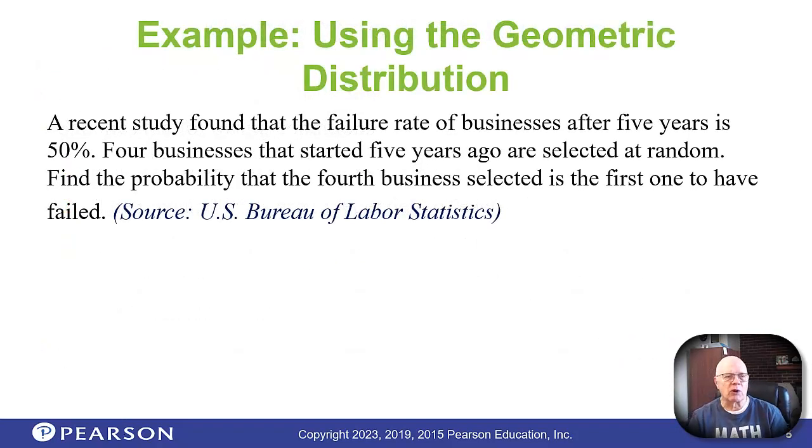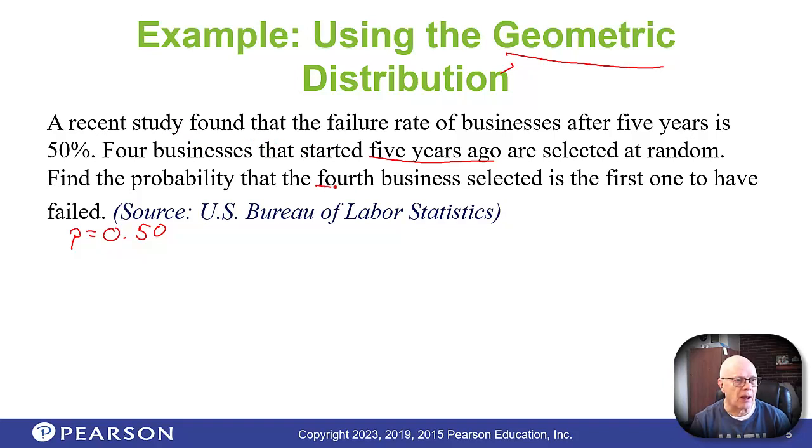So here's an example. We're going to use the geometric distribution this time. We'll get to the Poisson in short order. We found that the failure rate of businesses after 5 years is 50%. So we can write this down to begin with. We know we're going to need that. And 5 years ago is just something we're sticking with. It's part of the question. We're selecting them at random, and we want the probability that the fourth business selected is the one to fail.